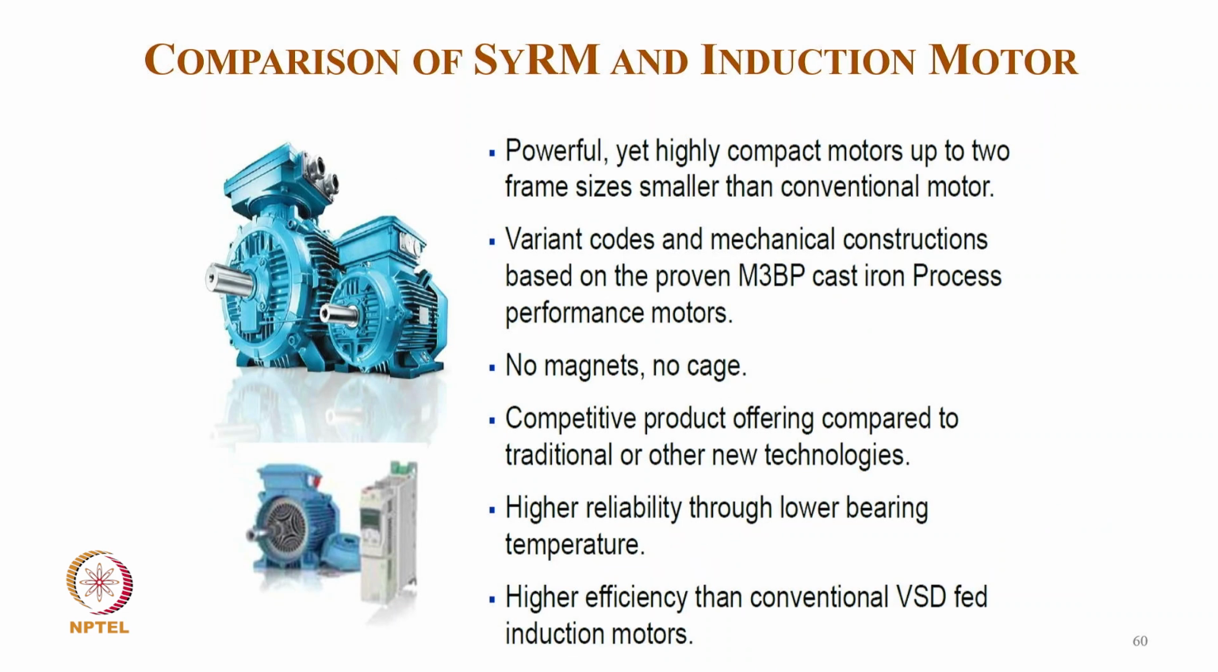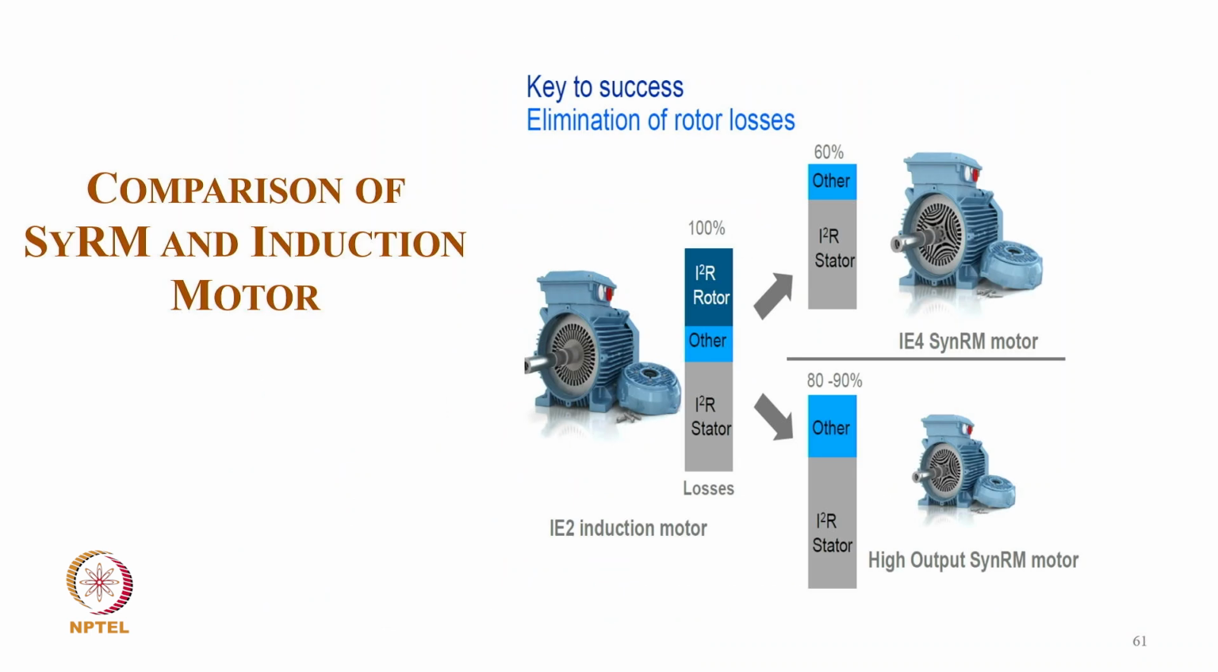Now, a comparison with a powerful motor. It is a powerful yet highly compact motor, up to 2 frame sizes smaller than the conventional motor, with variant codes and mechanical construction based on the proven M3BP cast iron process performance motor. It has no magnets, no cage, and is a competitive product offering compared to traditional or other new technology, with higher reliability through lower bearing temperature and higher efficiency than the conventional variable speed drive fed induction motor. And here you can see the comparison.